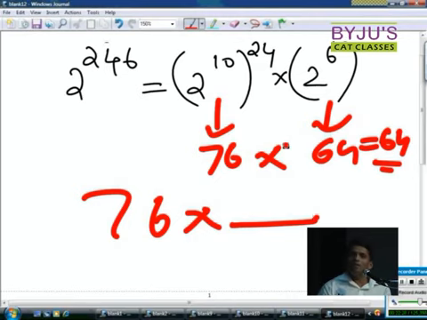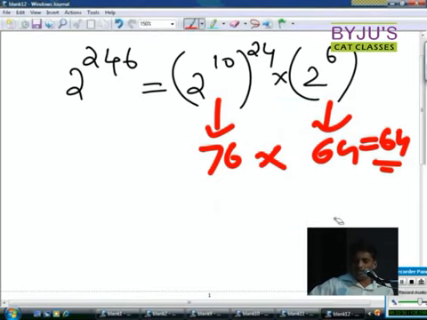76 into any number won't come in this application, right? Here, only 76 into powers of 2 will come, which you can directly write. So 76 into 64 is 64 only.